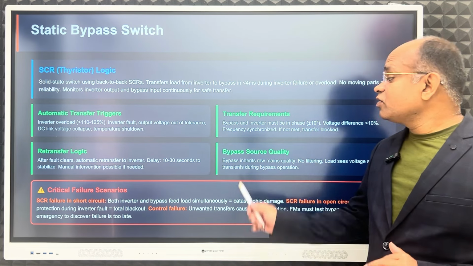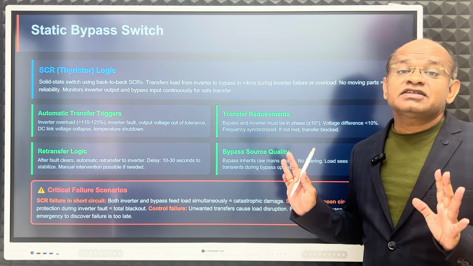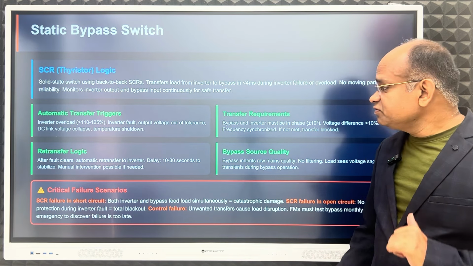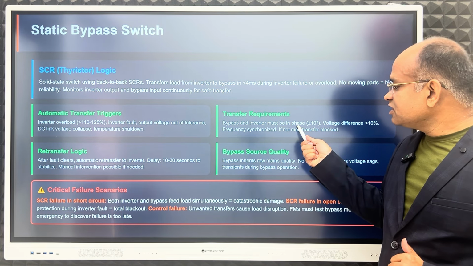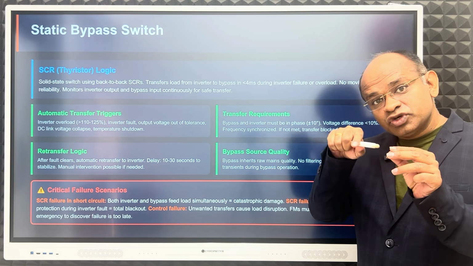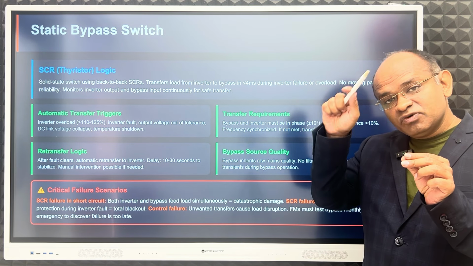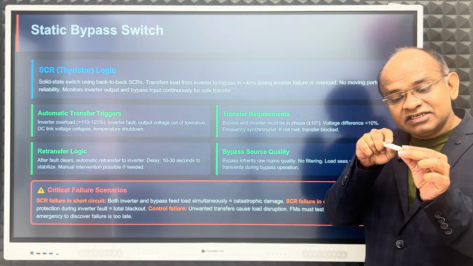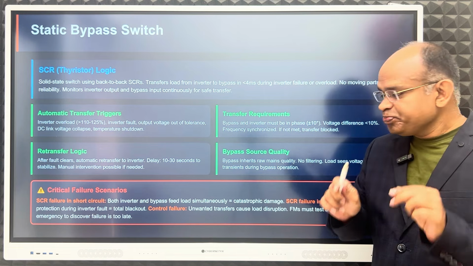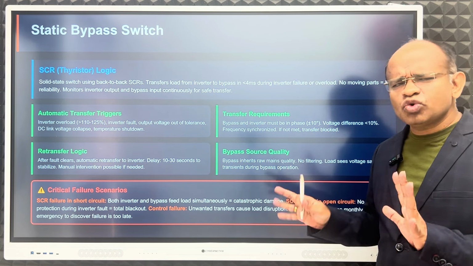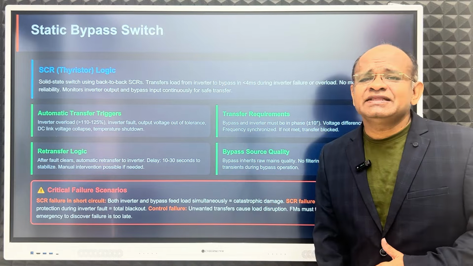Now the transfer requirements. What are the requirements to transfer to the bypass or back to the inverter? Bypass and inverter must be in phase. If one is at 0, both should be at 0. If it is at 90, both should be at 90. There should not be any gap. It should not start at 0 and be at 15. The tolerance is plus or minus 10 degrees, and it should be less than that.